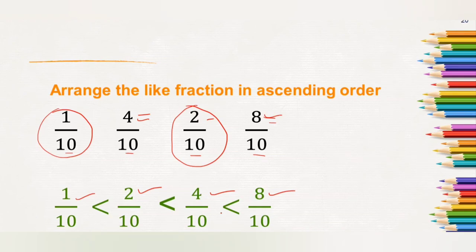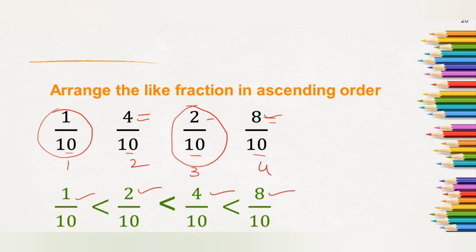Now, why do we compare like fractions? To know who has got more and who has got less. For example, see here, 10, 10, 10, 10 means there is a chocolate of 10 pieces. The denominator is the same. So, there is a chocolate of 10 pieces, and 4 chocolates are there. 1, 2, 3, 4 chocolates are there.